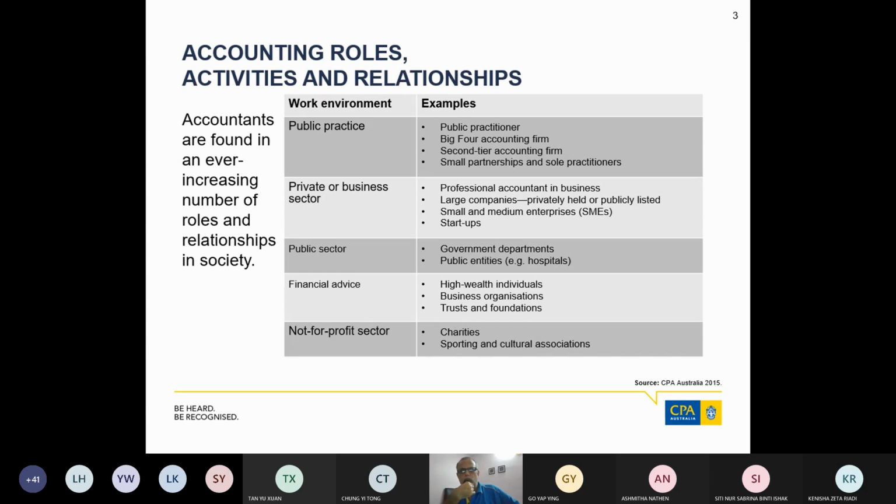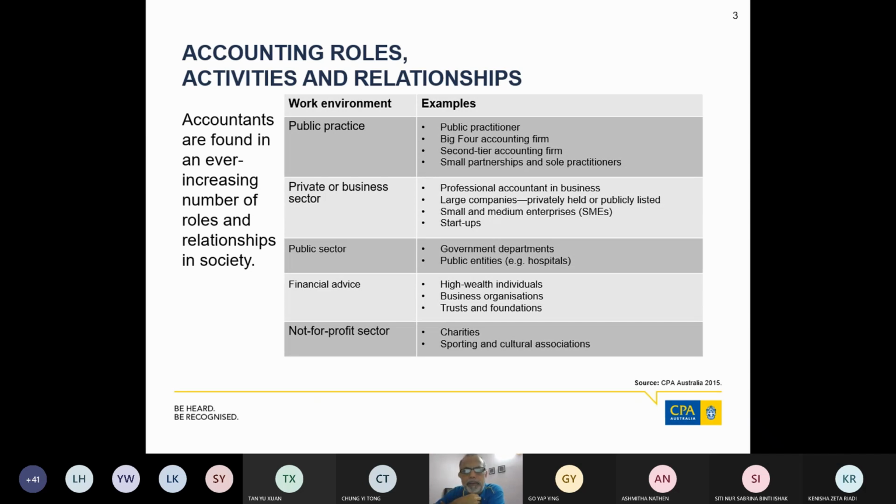First of all, we need to look at the different areas where accountants can be found working. These are the work environments for accountants: public practice, business sector, public sector, financial advice, non-profit, NGO. Accountants are found in an ever-increasing number of roles and relationships in societies. The first one is public practice, which is supposed to be the most glamorous one.